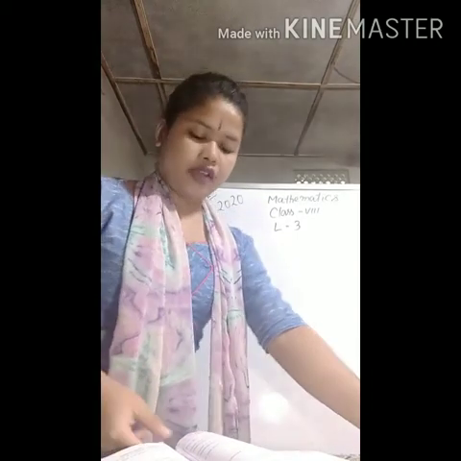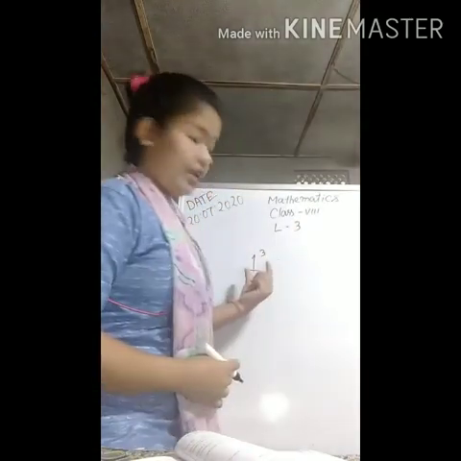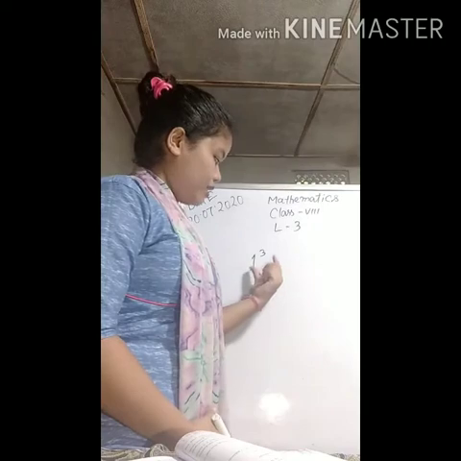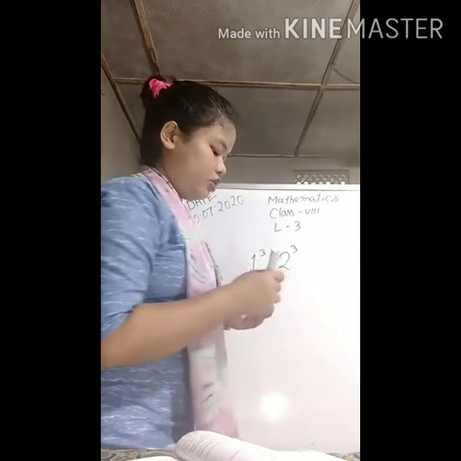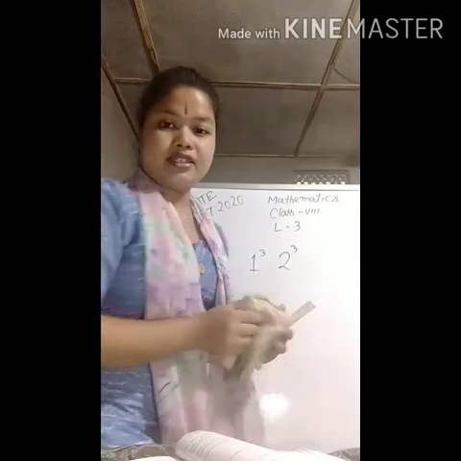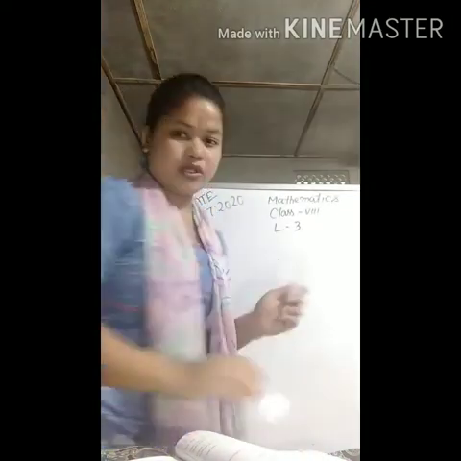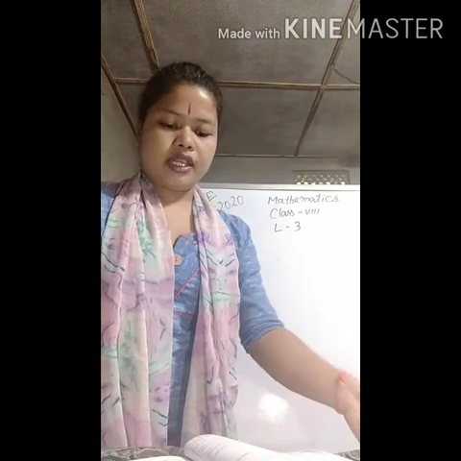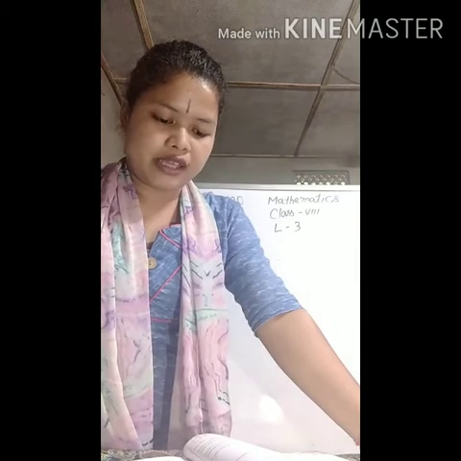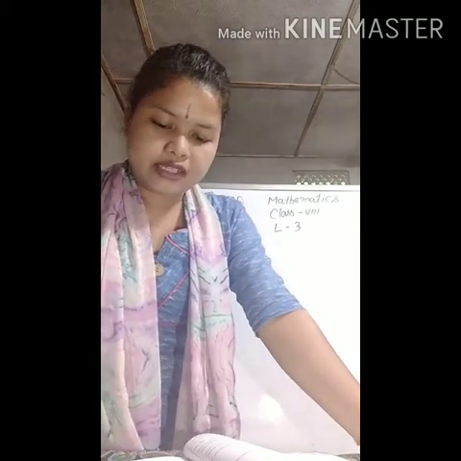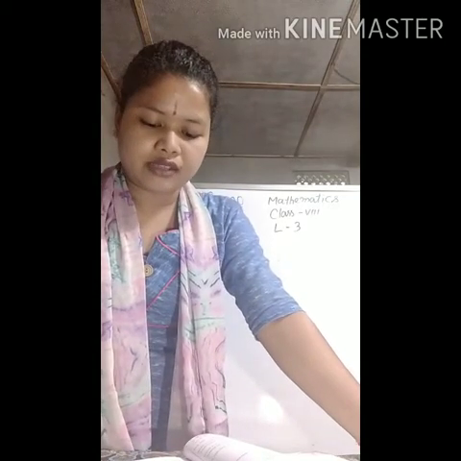Like 1 to the power 3, that means we can say as 1 cube, or 2 cube, which is 2 to the power 3. If the power is 3, then we can say cube: 2 cube, 1 cube, 3 cube, like that. So in this chapter we will learn about cube numbers, checking for perfect cubes, properties of perfect cubes, cube roots, and methods to find cube root of a perfect cube.